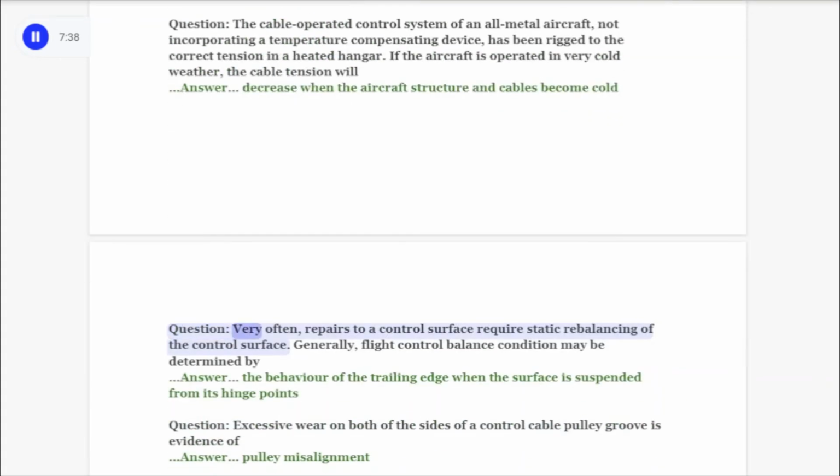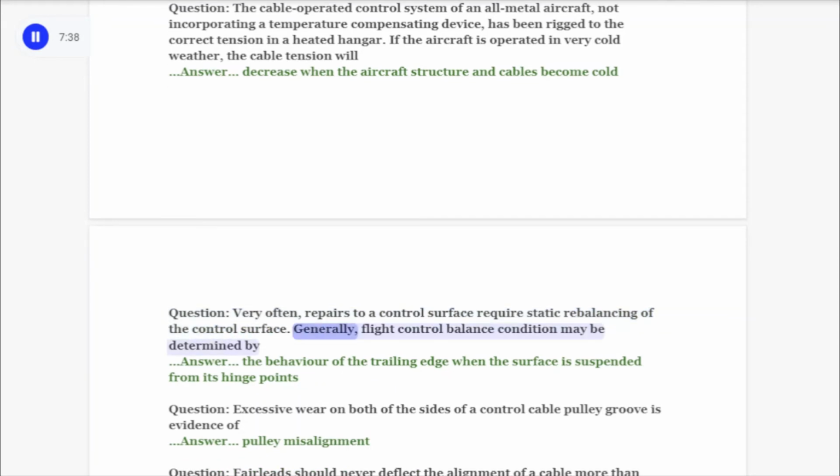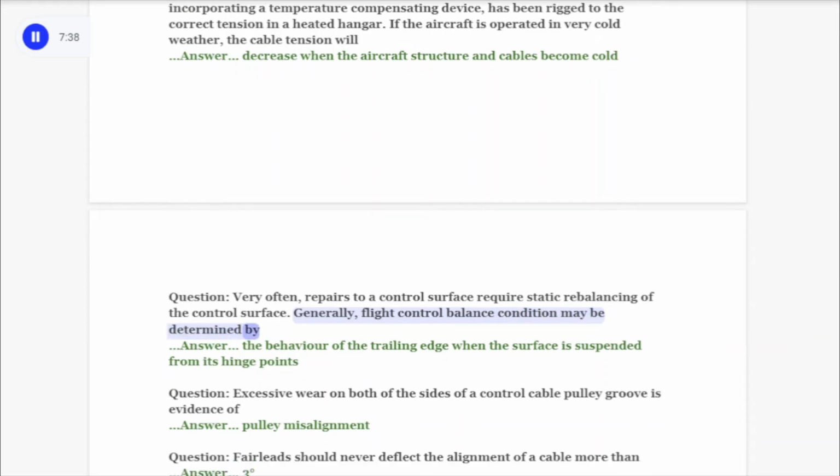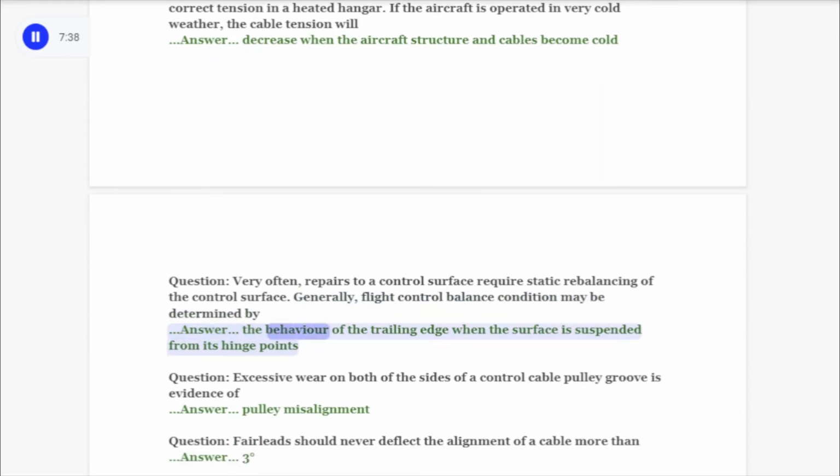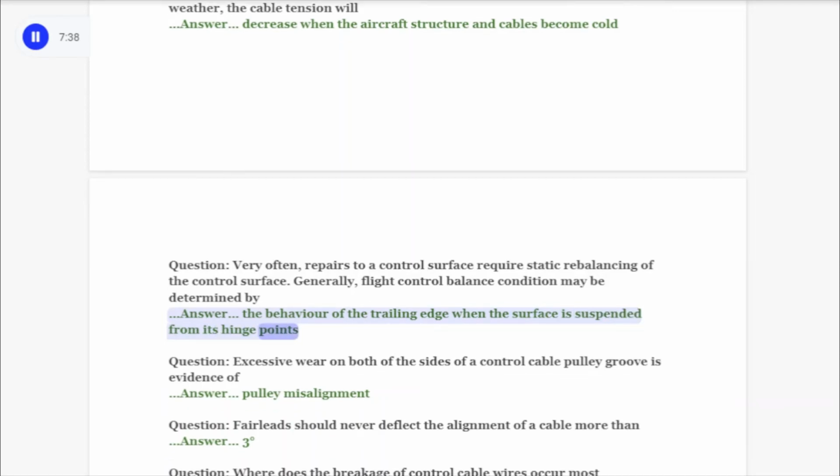Question: very often, repairs to a control surface require static rebalancing of the control surface. Generally, flight control balance condition may be determined by. Answer: the behavior of the trailing edge when the surface is suspended from its hinge points.